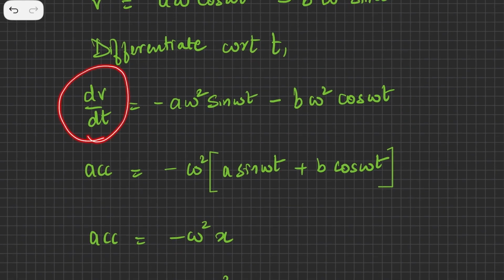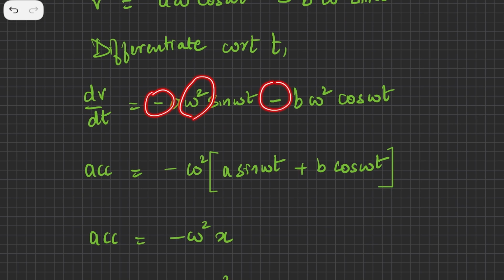Now dv by dt is nothing but acceleration, and acceleration is equal to minus of, now here in this step, what I am doing is taking out omega square and minus common outside. So minus omega square is thrown outside, and what remains is a sin omega t, and because I am pulling out minus from inside, I'll have to change the sign from inside. So this becomes plus, and this also becomes plus.